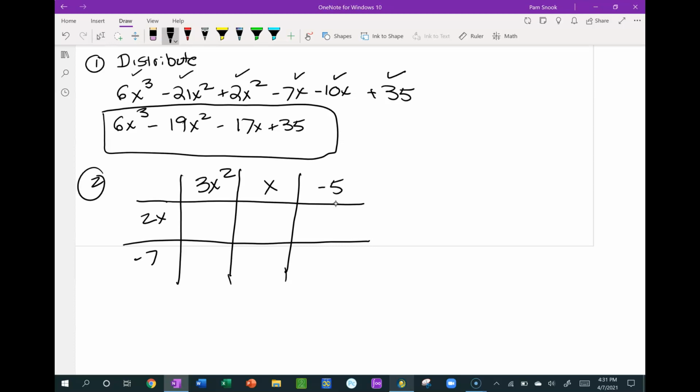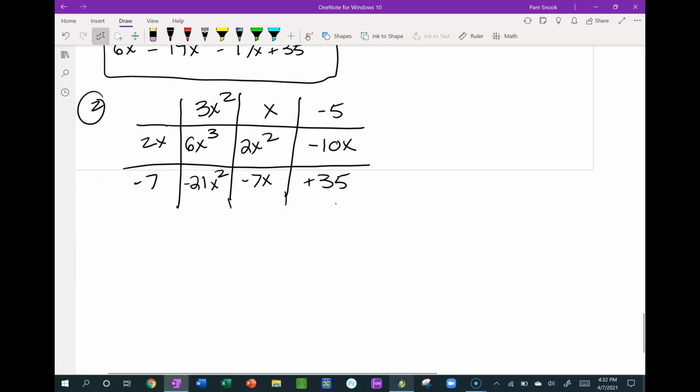So 2x times 3x squared, I get 6x cubed. 2x times x, 2x squared. 2x times negative 5, negative 10x. Second row, negative 7 times 3x squared is negative 21x squared. Negative 7 times x, negative 7x, and then a plus 35.